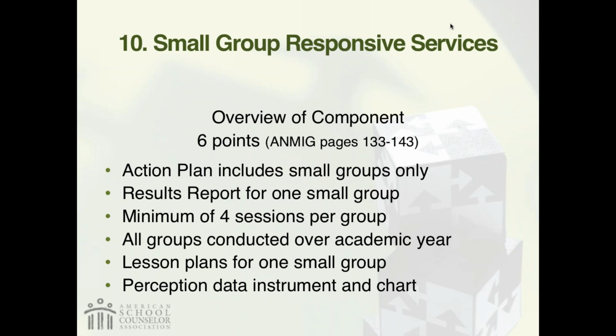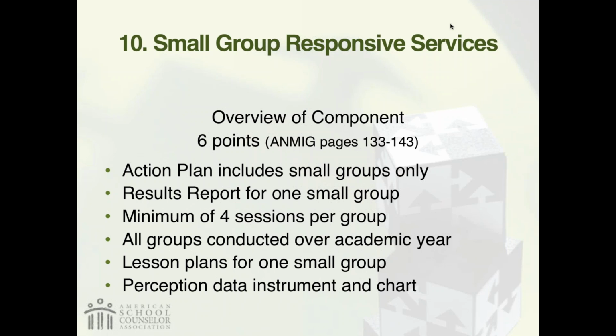So your small group responsive services, you can find more about this component in the ASCA National Model Implementation Guide on pages 133 to 143. It includes examples, suggestions, and most importantly, ideas for how you can make yours better. So there's a couple of components. You're going to include an action plan, and once you've done an action plan, the other action plans will operate in the same way. So you did an action plan in Section 8 for core curriculum.